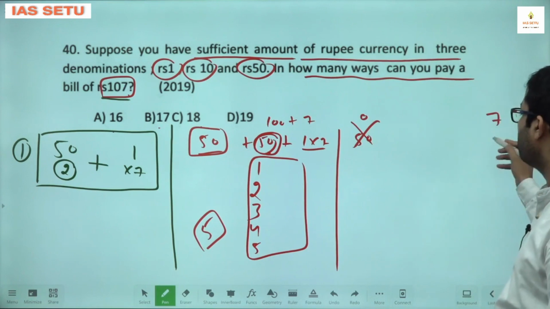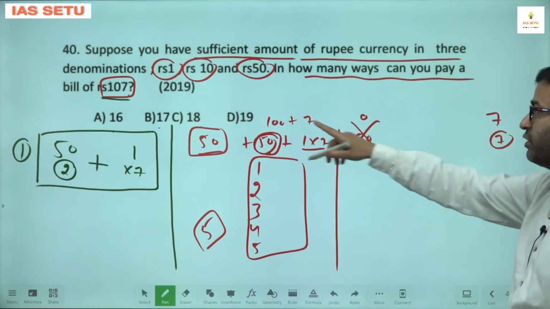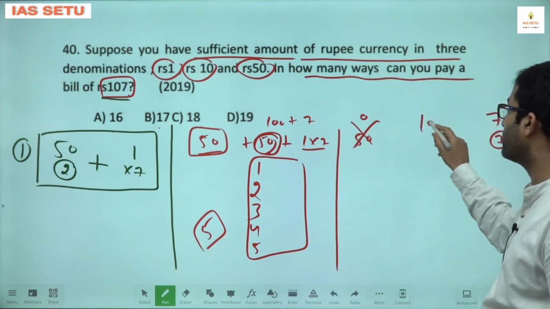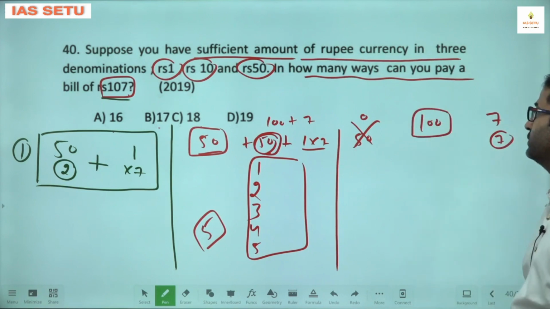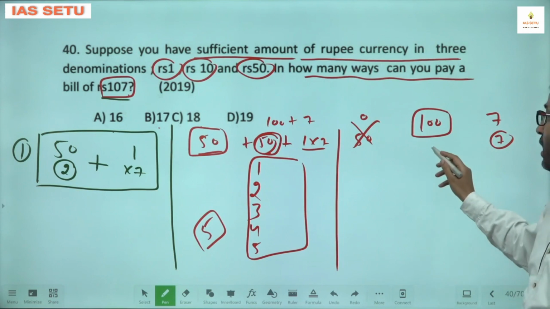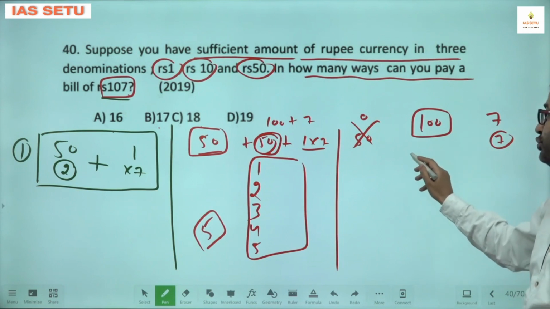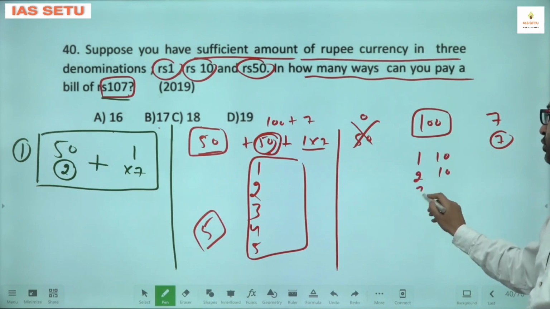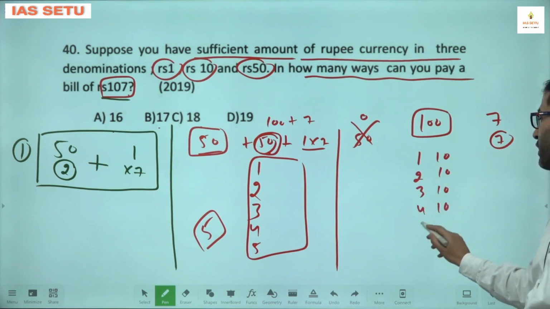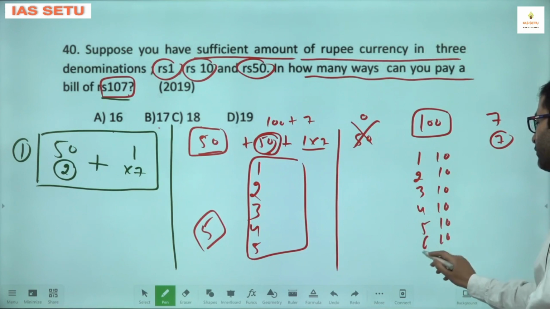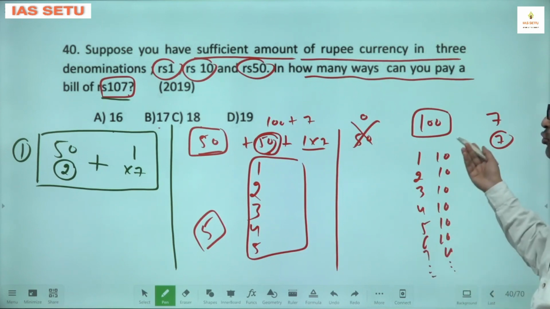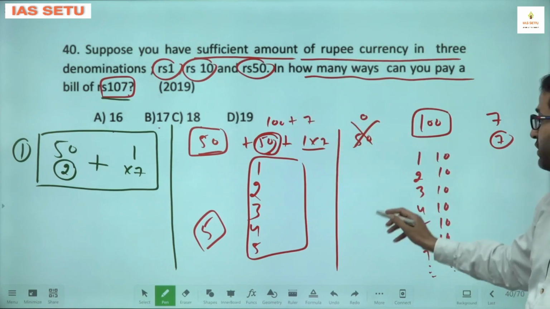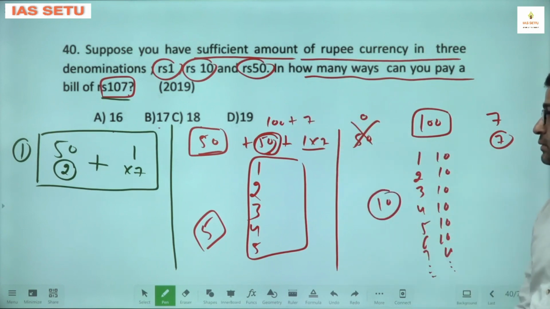For this 7, singles of 1 rupee I have to give. For this 100 I have a choice. Either I use 1 of 10, 2 of 10, 3 of 10, 4 of 10, 5 of 10, 6 of 10, 7 of 10, 8 of 10, 9 of 10, 10 of 10. I cannot use 11 of 10 because the amount is 107. So this is 10 ways.